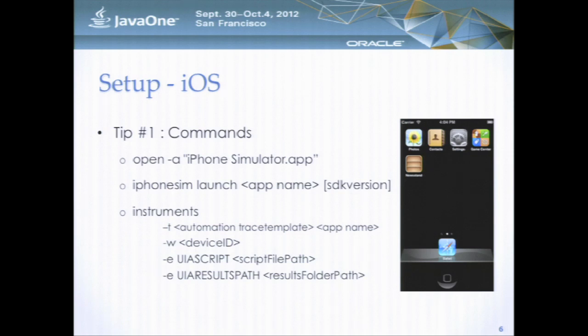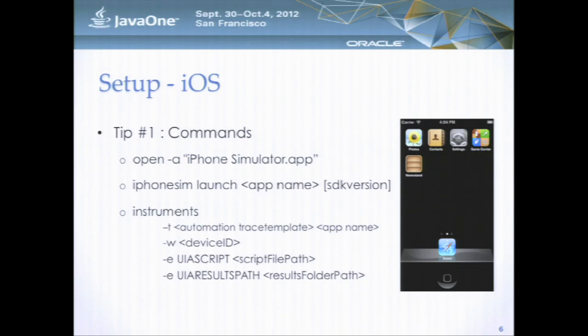The other way is to launch with Instruments. Instruments is a developer tool that comes with Xcode, well, not just Xcode, but Mac OS. So what you want to do is create an automation trace template. You open Instruments, create an automation template, save it, pass it as an input to Instruments, and give it your app name.